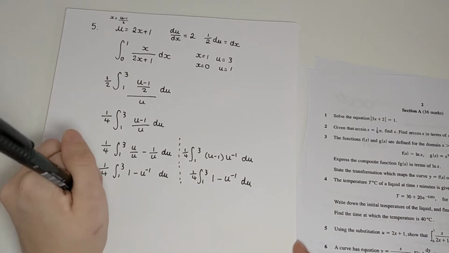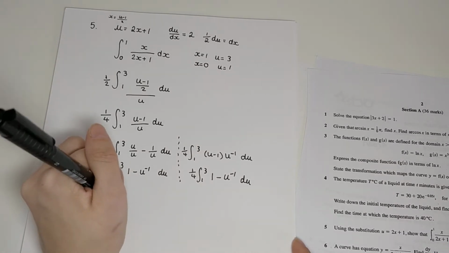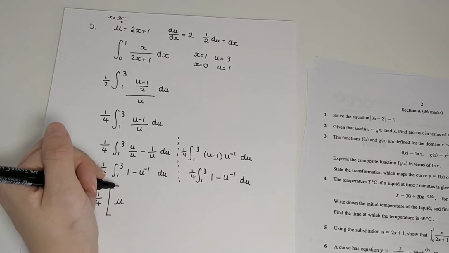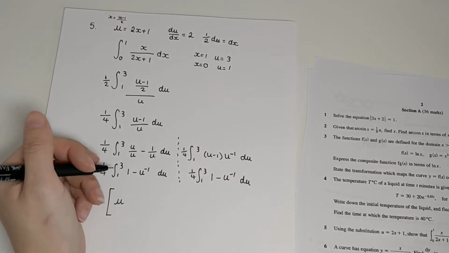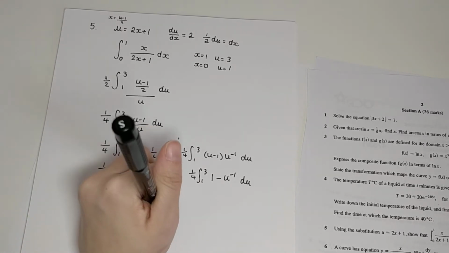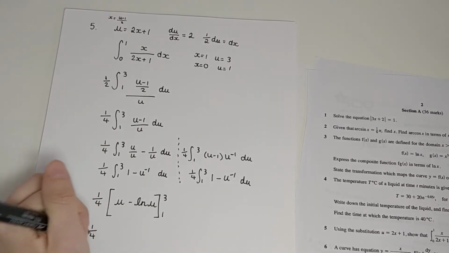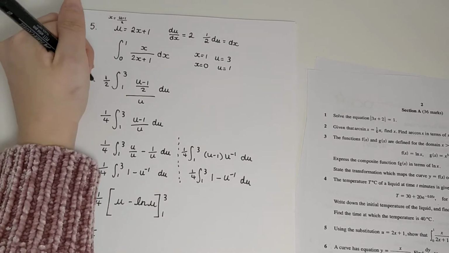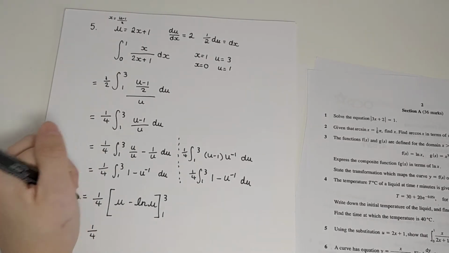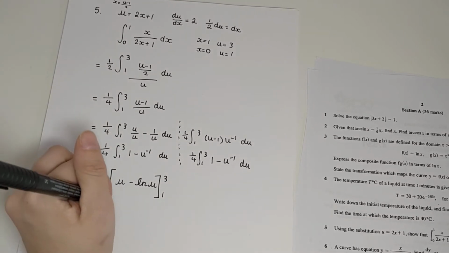Okay, so now we're going to integrate it. I'm going to leave the quarter at the front. Integrate 1, you get u. Integrate u to the minus 1, well, that would be log u. And then put 1 to 3. So that's a quarter. You know, Mr. Edwards would actually hate me right now. Okay, that's better. Please don't tell him I did that.